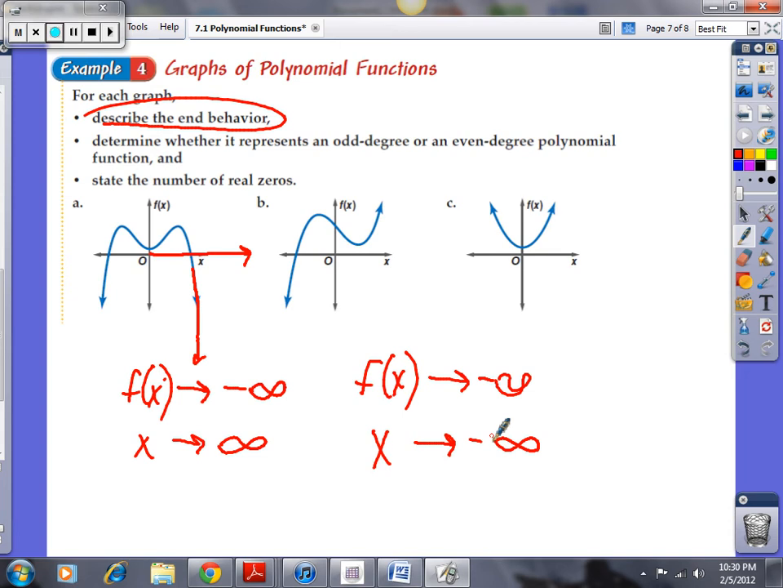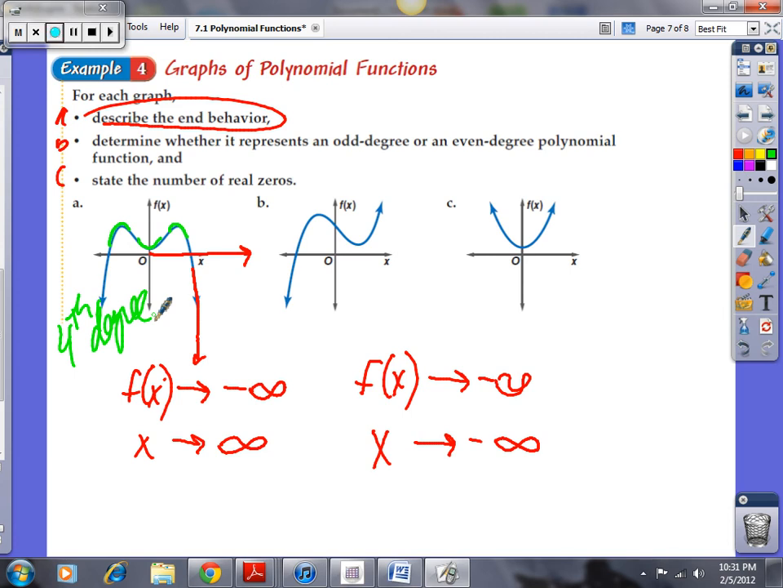Okay, let's do B. Let's call this A, B, and C. B, is this an odd degree or an even degree? And maybe one way I tell is to see how many times does it change direction. So there's one curve, two curves, three curves. So if there's three curves, if it changes directions 3 times, this must be 4th degree. So it's even.